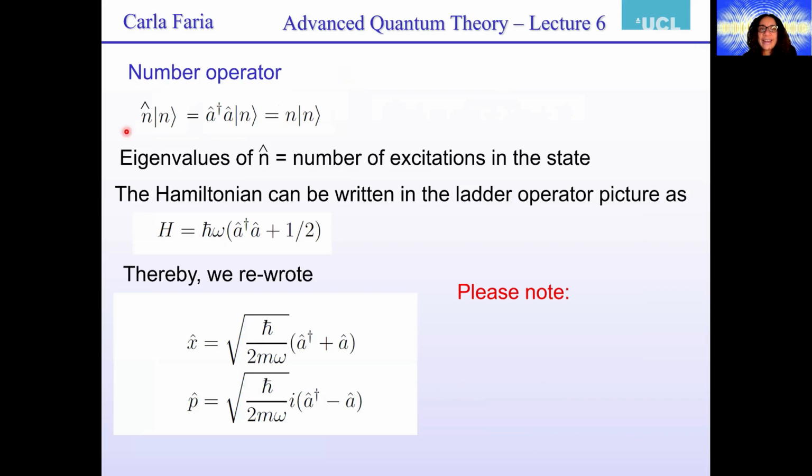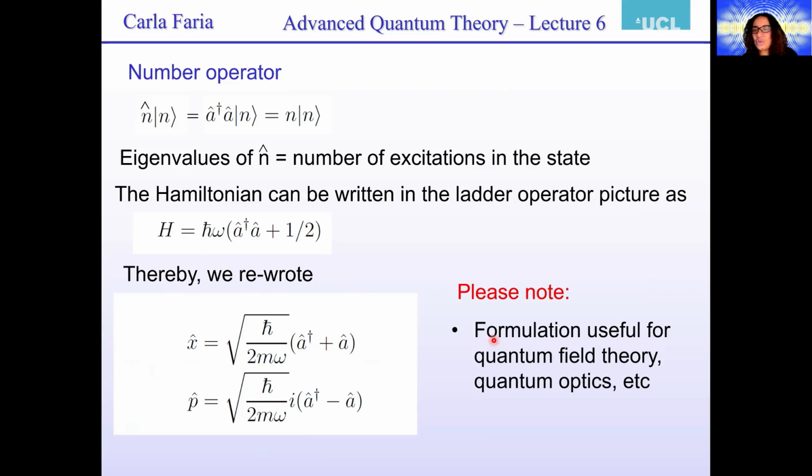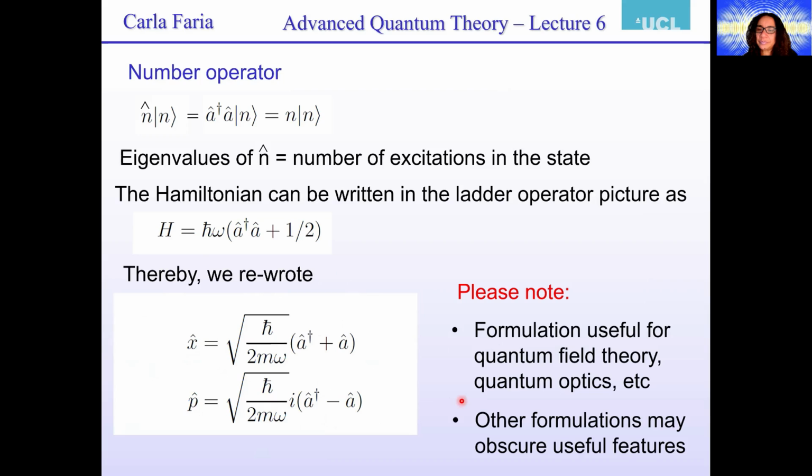And when we look again at the number operator, and we can write it in the ladder operator picture, I want to call your attention to the fact that we rewrote X and P in terms of A and A dagger. This is something that we can do. And you should note that this specific formulation is very useful for quantum field theory and quantum optics, and other formulations may obscure useful features as well. It depends on how you want to describe your system.